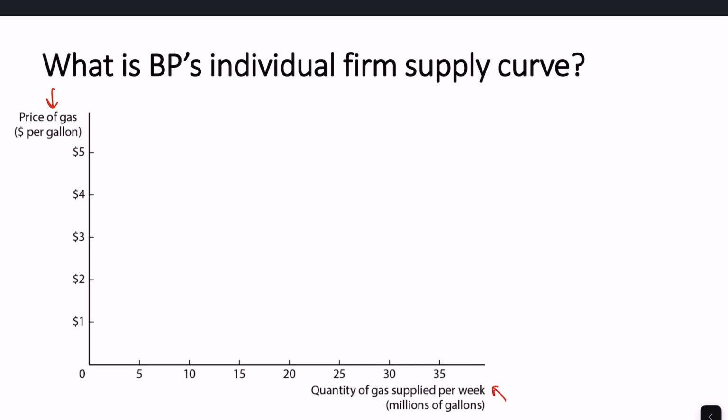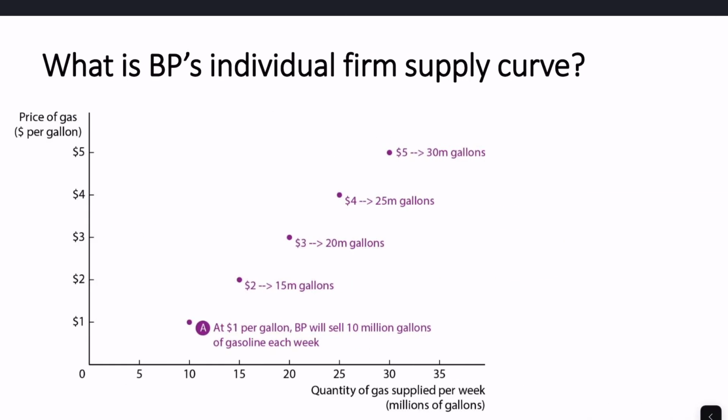And from this, we want to ask BP, at a price of $1, what quantity do you want to sell? At a price of $2, what quantity do you want to sell? At a price of $3, what quantity do you want to sell? And so on. And if we do that, we make a table and collect all that data, and we can plot all these points. And so we have here 5 points.